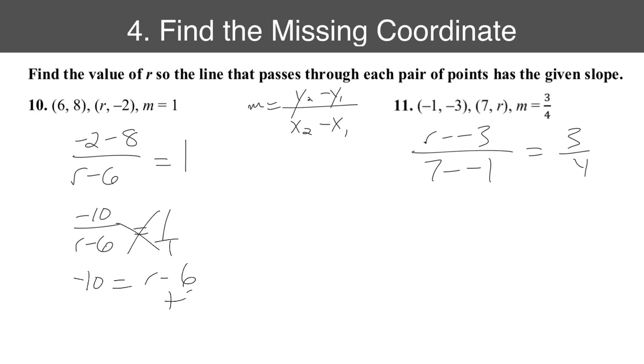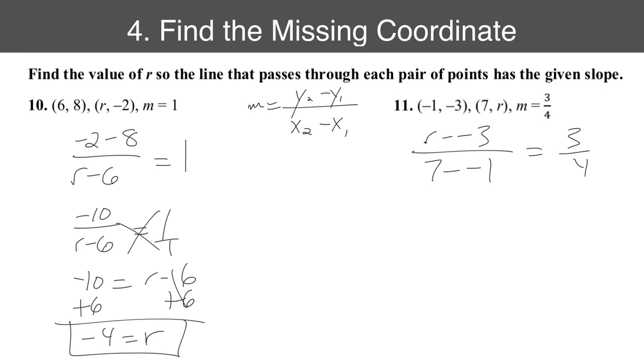Then to solve the equation, I just add 6 over. And negative 10 plus 6 would give us negative 4. So that's what r would equal. Now, if your variable is on top, like we have over here on number 11, it's a lot less work. You don't have to cross multiply. You just solve it like a normal equation.